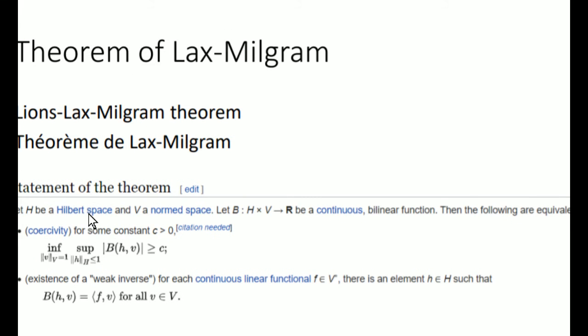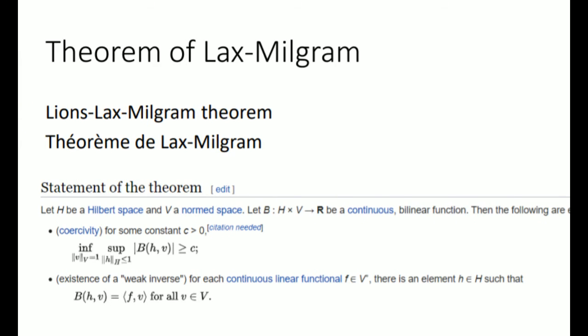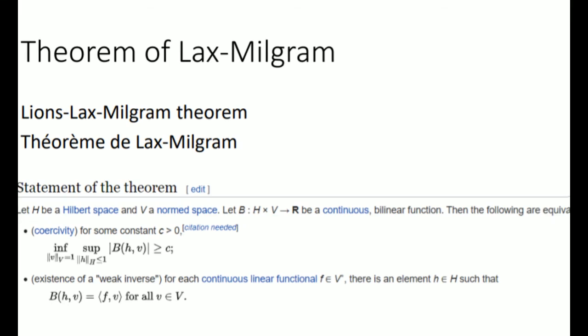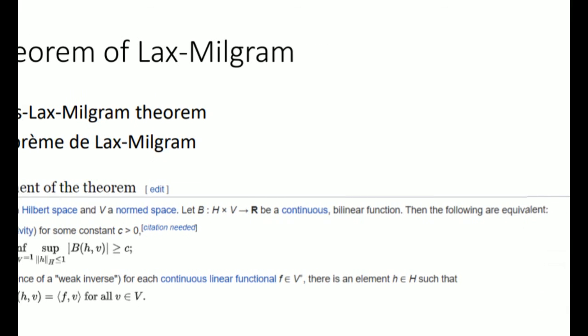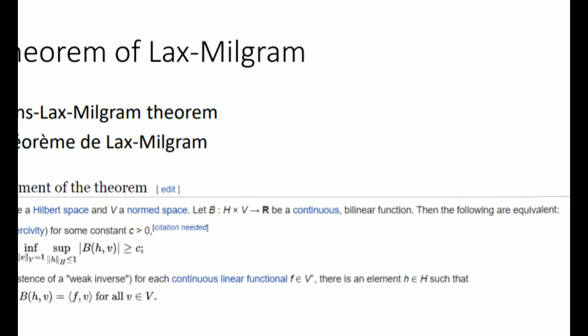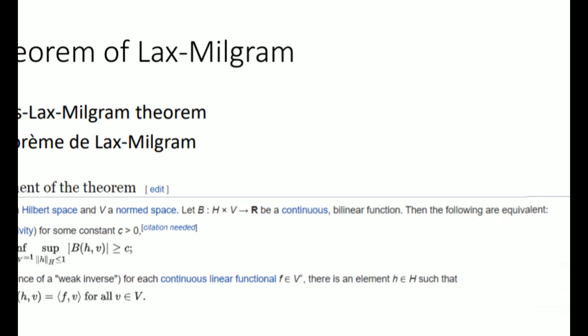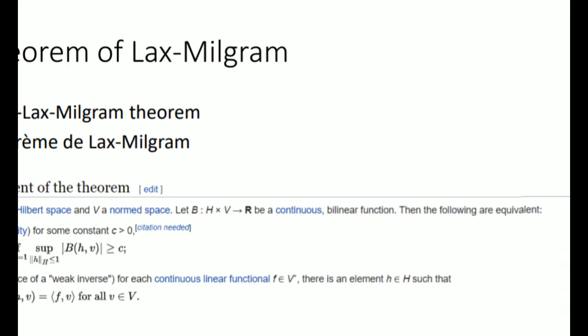Let H be a Hilbert space and V a normed space. Let B be a function, so the space of functions that go from H times V to R. So here it will represent the space of our function A, which is A of U times V, to R, to be a continuous bilinear function. And it is the case. Then the following are equivalent.